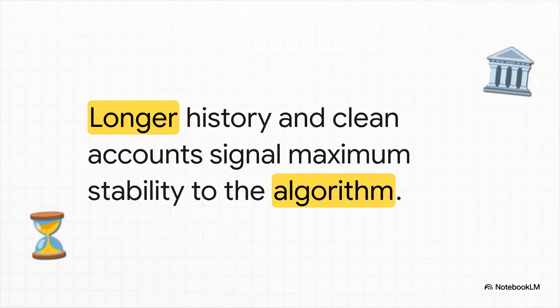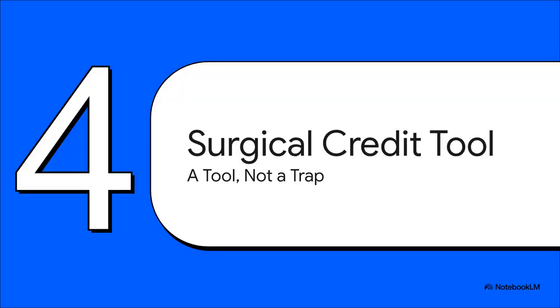And then the final pillar is credit age. It's super simple but highly effective. The longer your accounts have been open, and obviously the cleaner they are, the more stable you look to the banking algorithm. And this is such a huge mistake people make. They'll pay off an old credit card and then immediately close the account just because they aren't using it every day. Do not do that. Closing those old accounts just wipes out your history. Keep them open, keep them clean, and let that history work as a deep anchor of stability for your overall financial GPA. Let's move on to part 4, the surgical credit tool.